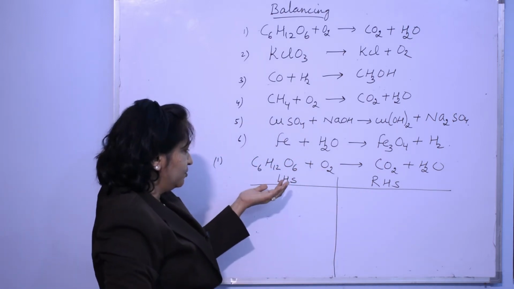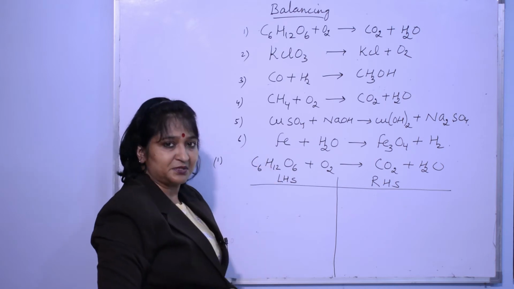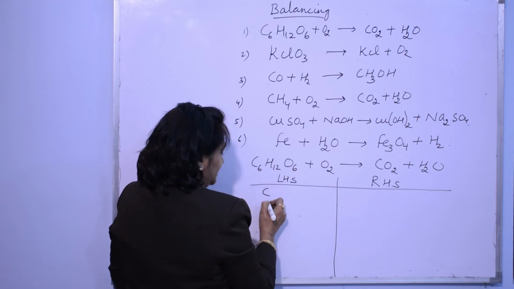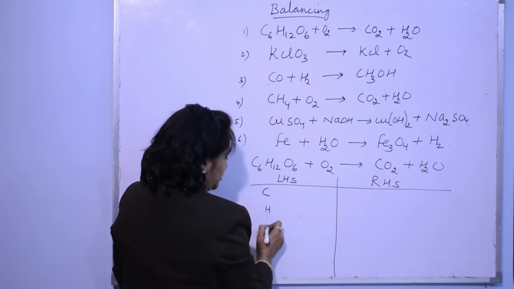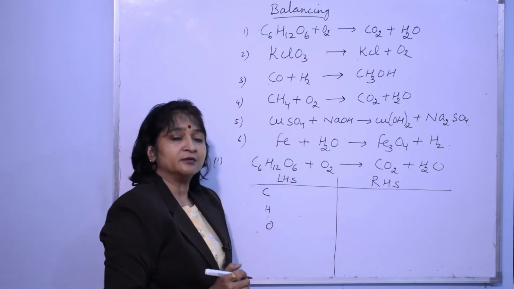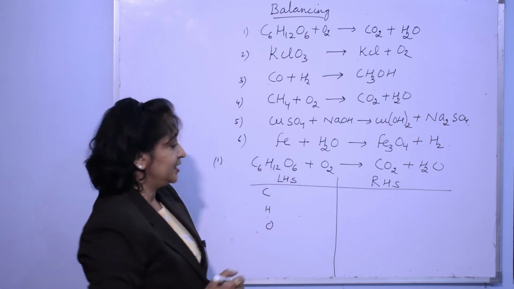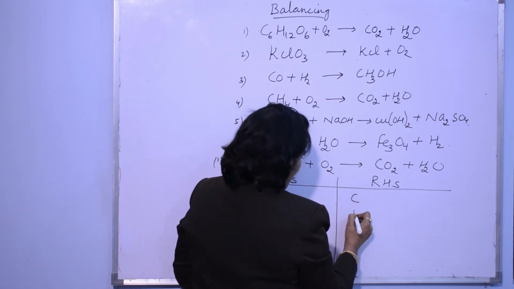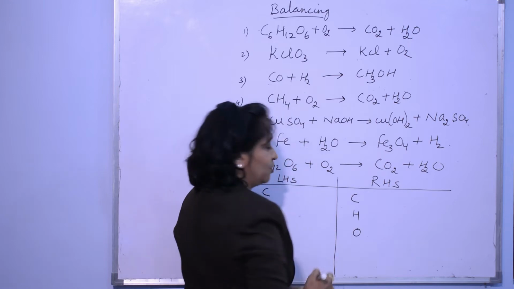Then you should know how to separate different atoms. Like this is glucose. Glucose has got carbon, then it has got hydrogen, then it has got oxygen. 3 different atoms are present on the left side. In the same way, on right side also there is carbon, hydrogen as well as oxygen here.